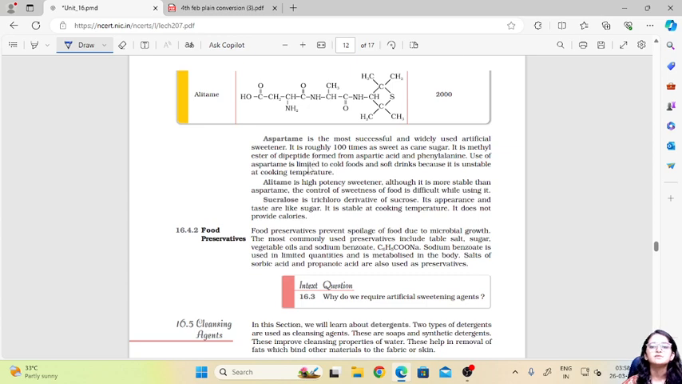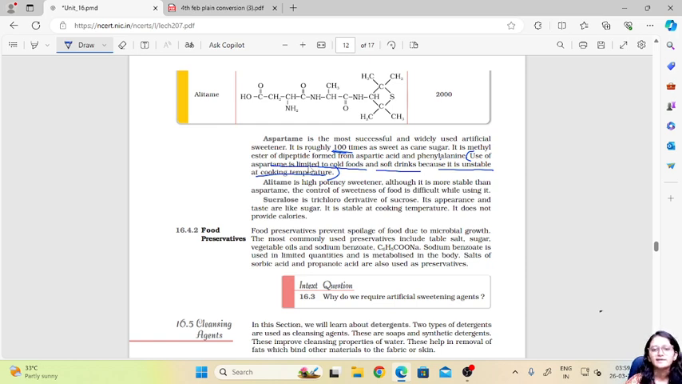So aspartame is the most successful and widely used artificial sweetener. It is roughly 100 times as sweet as cane sugar, and what you need to remember is that the use of aspartame is limited to cold foods and soft drinks because it is unstable at cooking temperature. So this is the important point of aspartame.